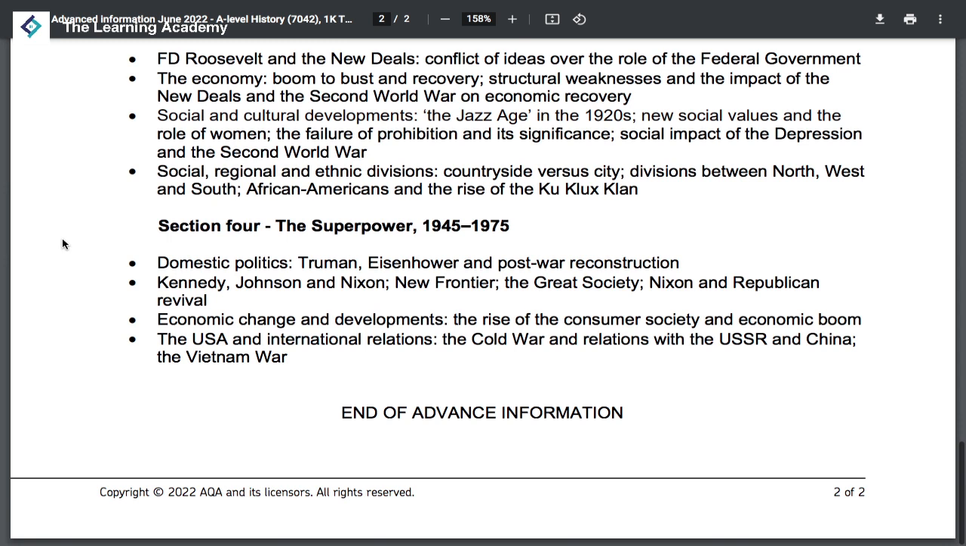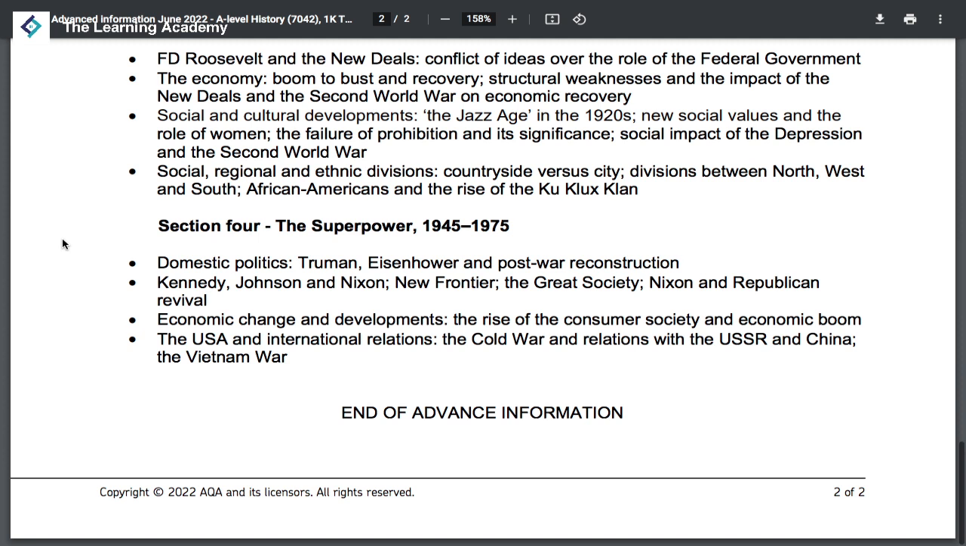Finally, when it comes to the final topic, the superpower topic, from 1945 to 1975, you need to know about the domestic policies of Truman, Eisenhower, and the post-World War II Reconstruction era, as well as the presidencies of Kennedy, Johnson, and Nixon, the New Frontier, the Great Society, and the Republican Revival, and ultimately the switching in political affiliations of the Republican Party with the so-called Southern Strategy.